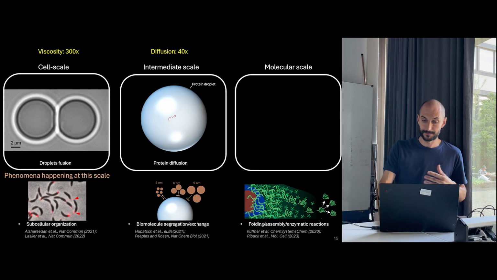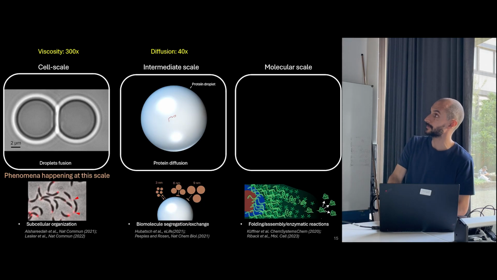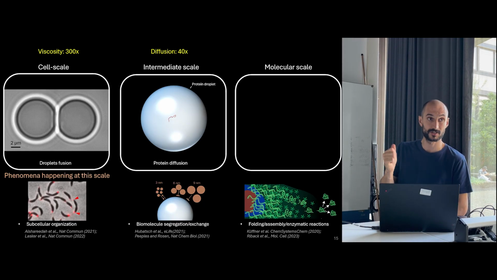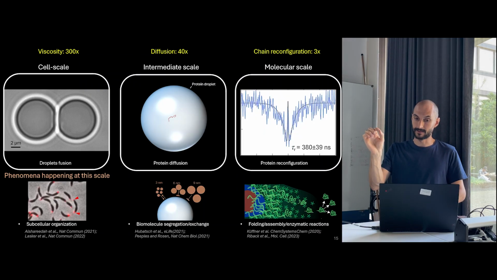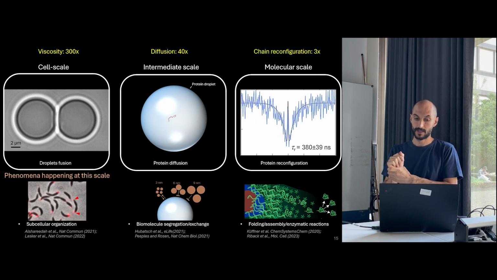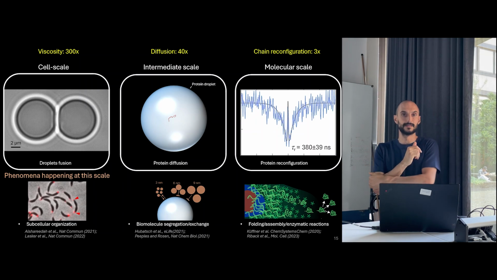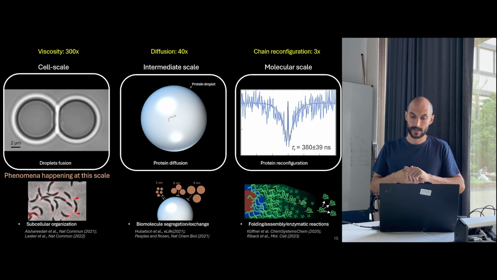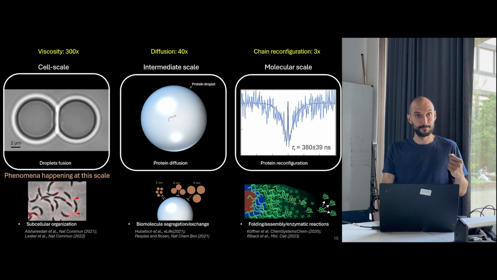So let me recapitulate the quantities we showed before. Viscosity is about 300 times higher in the dense phase compared to the dilute. The diffusion in the dense phase is about 40 times lower, while at the nanoscale, the chain dynamics is only a factor of 3 slower. So at this point, we were a bit puzzled, so we wanted to understand more.